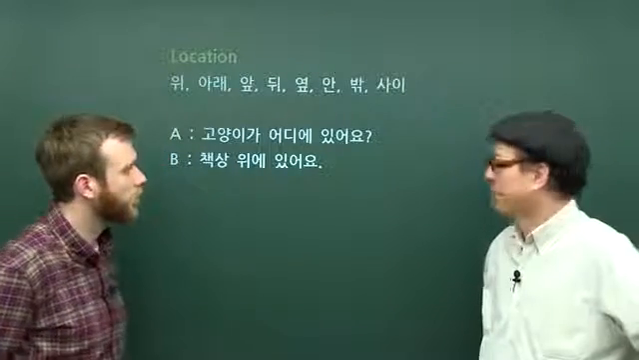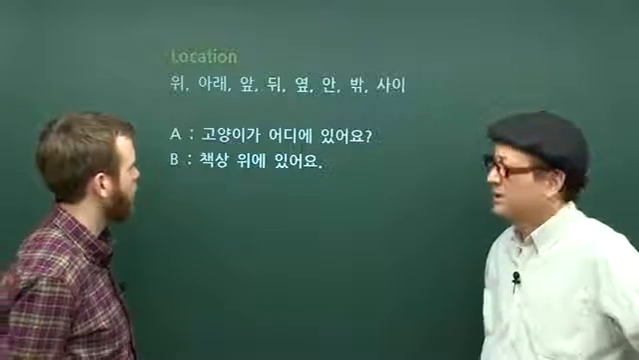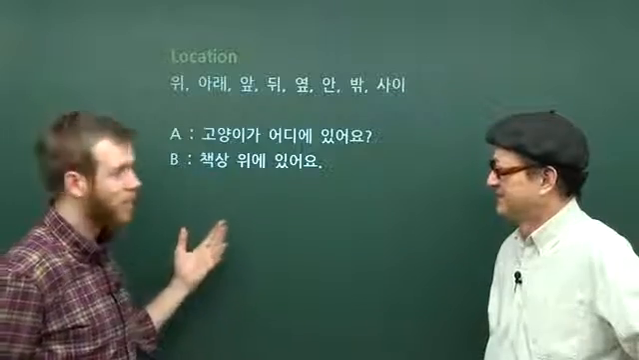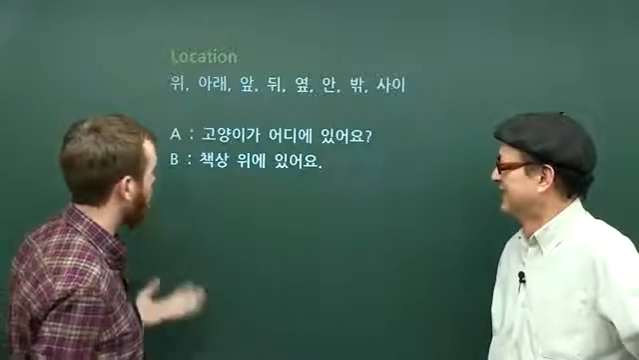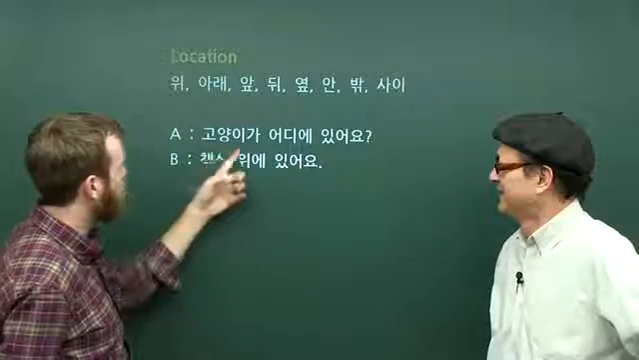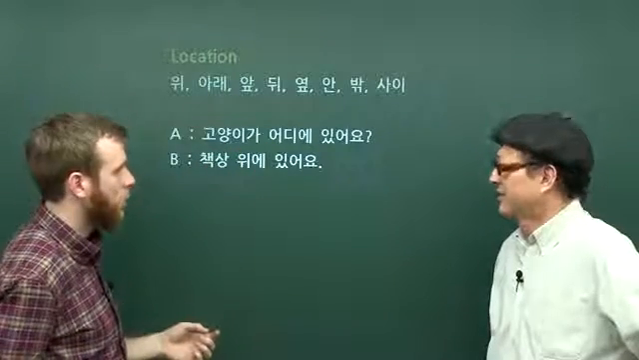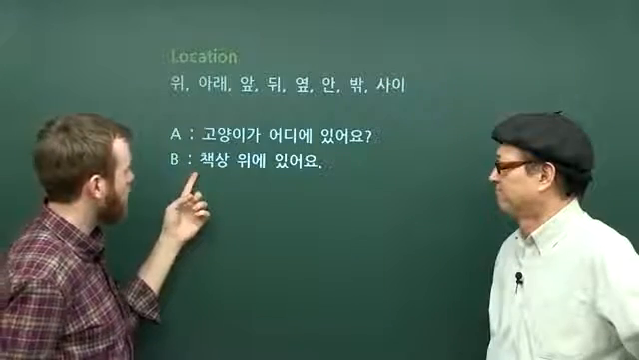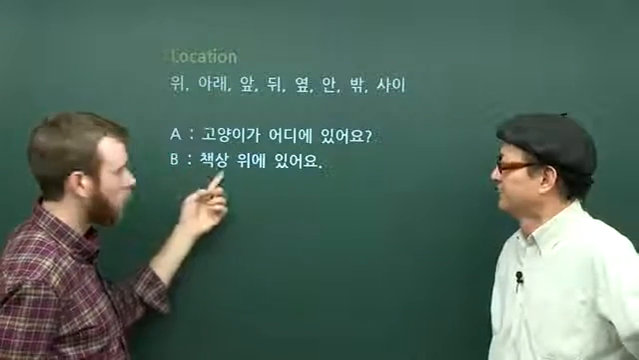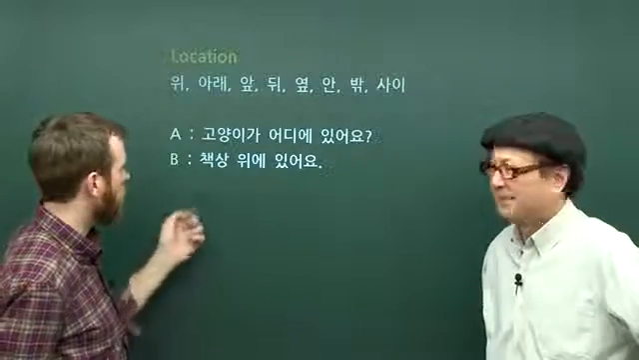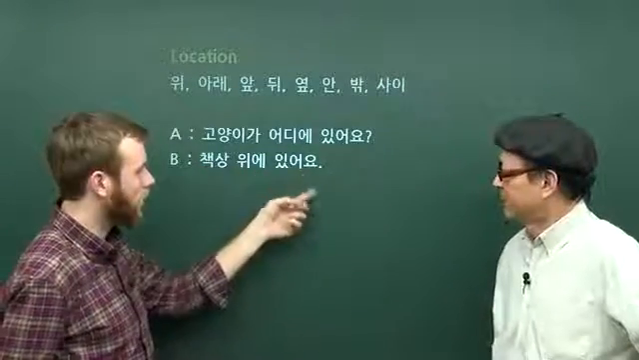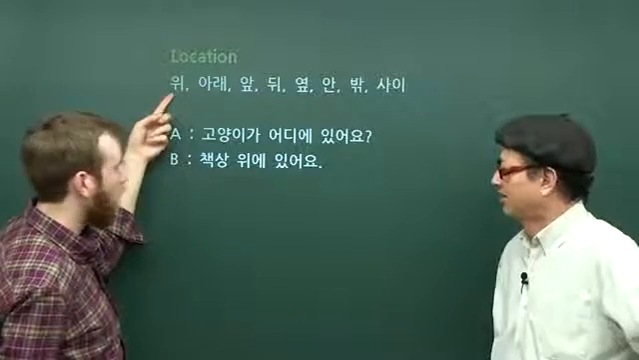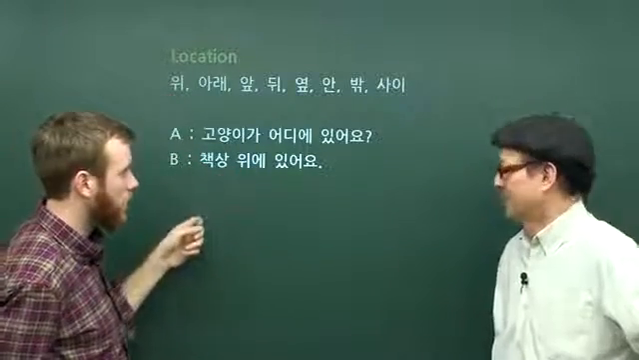고양이가 어디에 있어요? All right. 고양이 뭐예요? 고양이 means cat. That's a very good question. Where is the cat? I don't see a cat anywhere. So 고양이가 어디에 있어요? 책상 위에 있어요. Okay. So in our first case, where is the cat? 책상 means desk. So 책상 위에 있어요. If I say 위에, that should mean on. So the cat is on the desk.